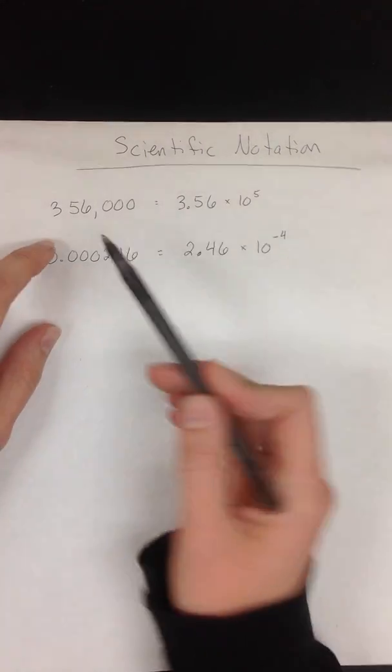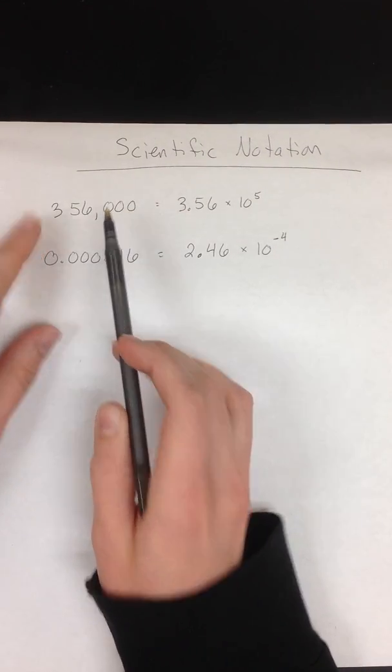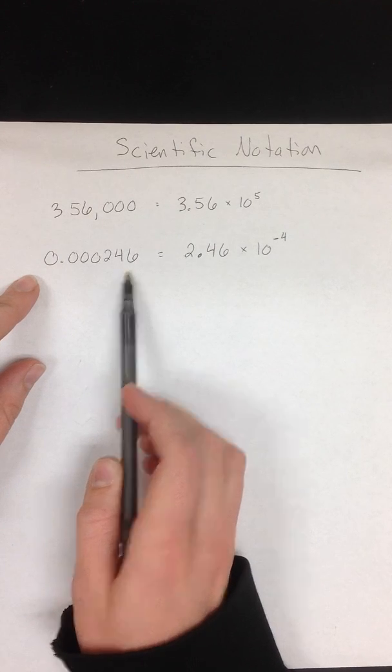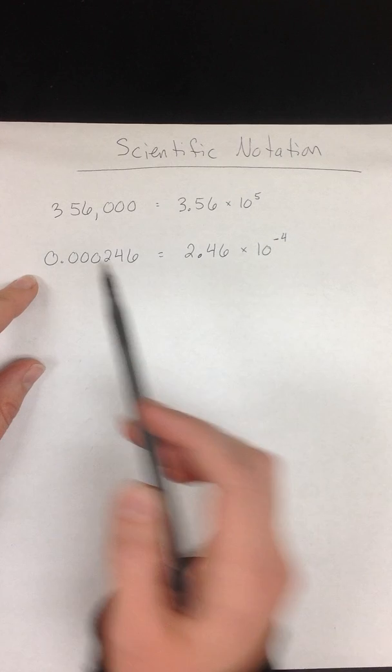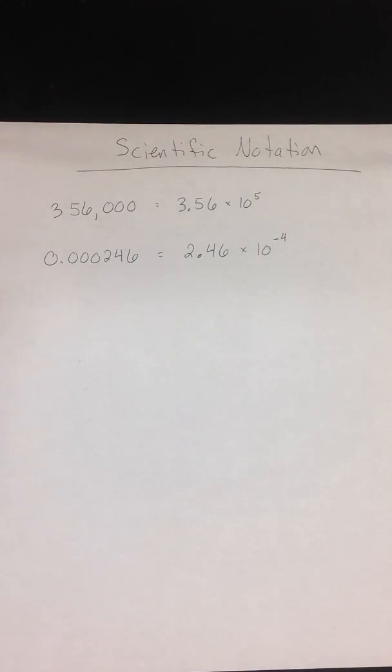Scientists use it in order to write really big numbers or really small numbers so that we can drop out all these placeholder zeros. Sometimes your calculator puts your values in scientific notation, so you need to be able to understand what your calculator is spitting out at you.